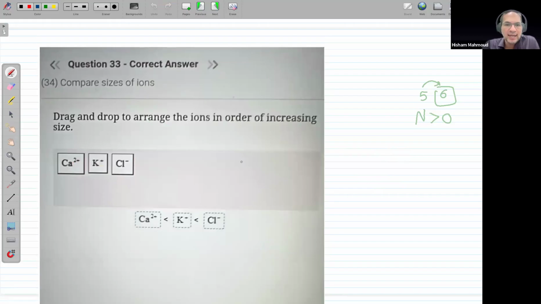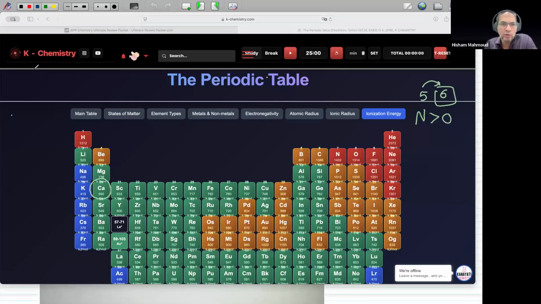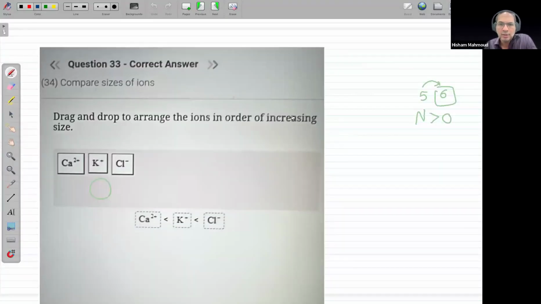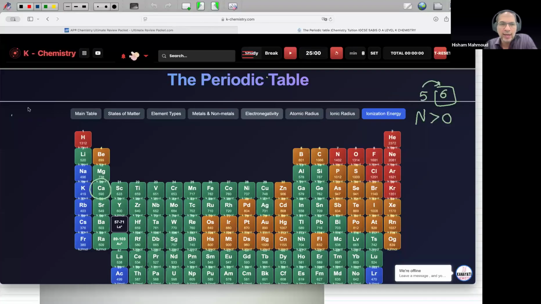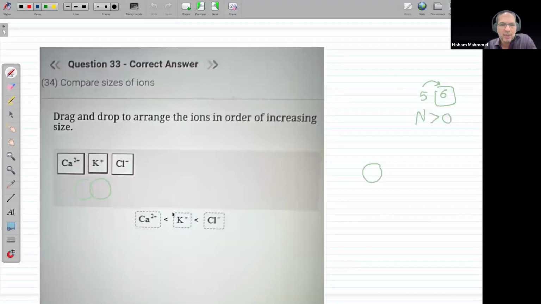33, compare the size of ions. We said that when you go between calcium and potassium and chlorine, so this is calcium and potassium. Let's go for the ionic radius here to explain. This is the ionic radius. So for calcium, chloride of course, and potassium ions, you will know that when you go to the right in the metals, it decreases. That's why calcium is less than potassium.